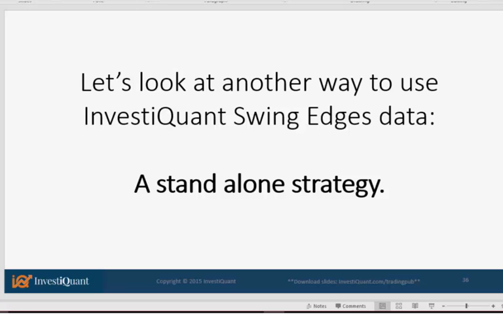Let me show you another way to use the data. A lot of people will use it as a standalone strategy as well, and you can certainly do that. And then you can also mix it with technical analysis. I'm going to show a couple examples.